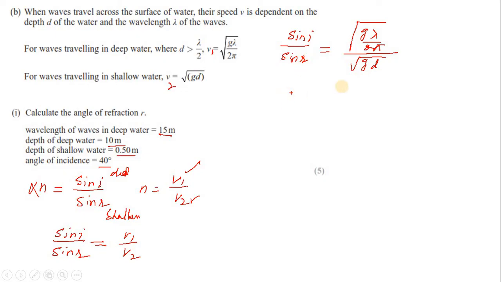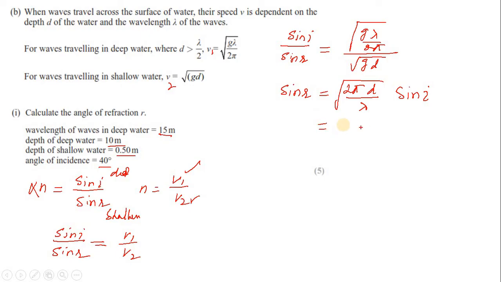So for sine r, you can cancel g and g. If you simplify this equation, I am just writing directly: sine r would be equal to the square root of 2 pi d by lambda, into sine of i. Now you can see that you have everything to find r.